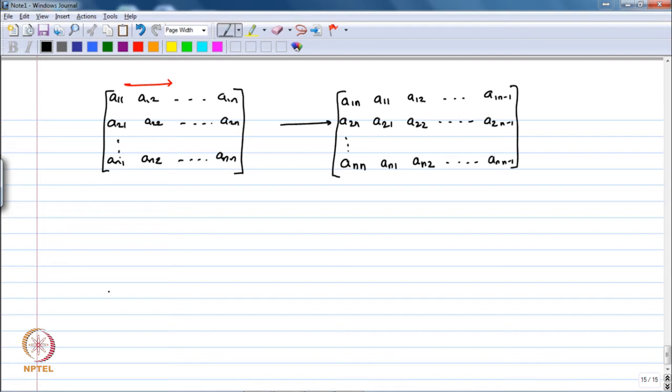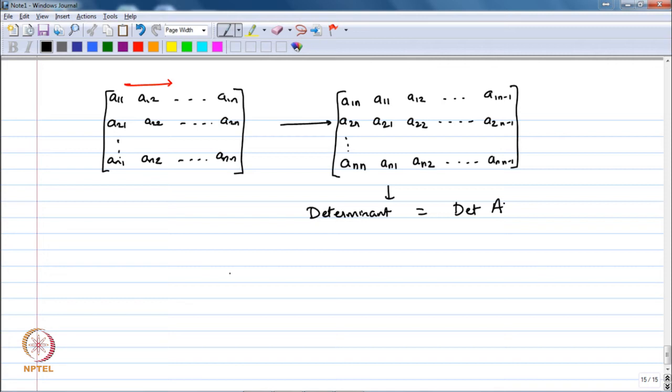Now when you do this cyclic permutation of rows or columns, the determinant is unchanged. So the determinant of this matrix is equal to determinant of A. So a determinant remains unchanged on cyclic permutation of rows. You can do that for columns also.